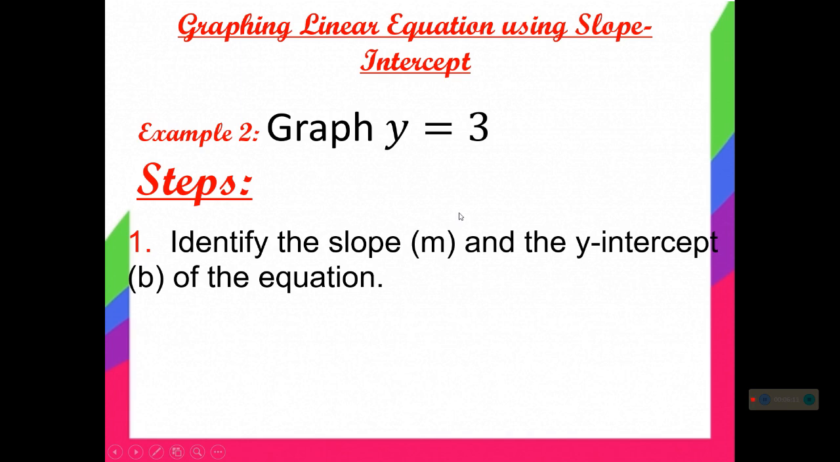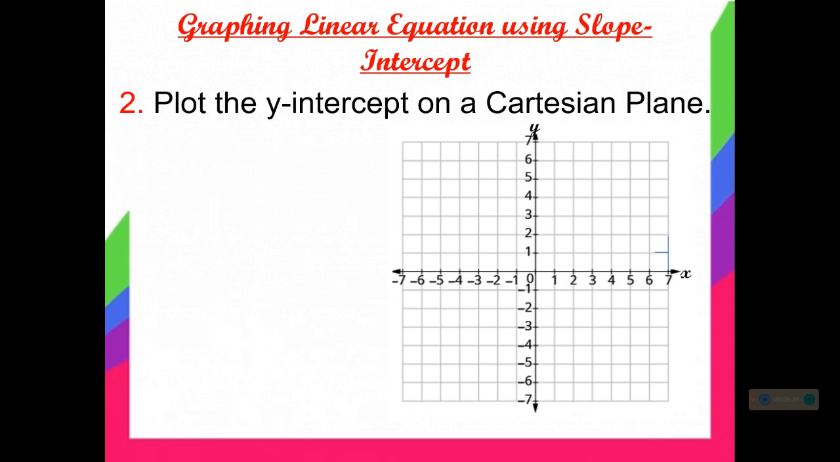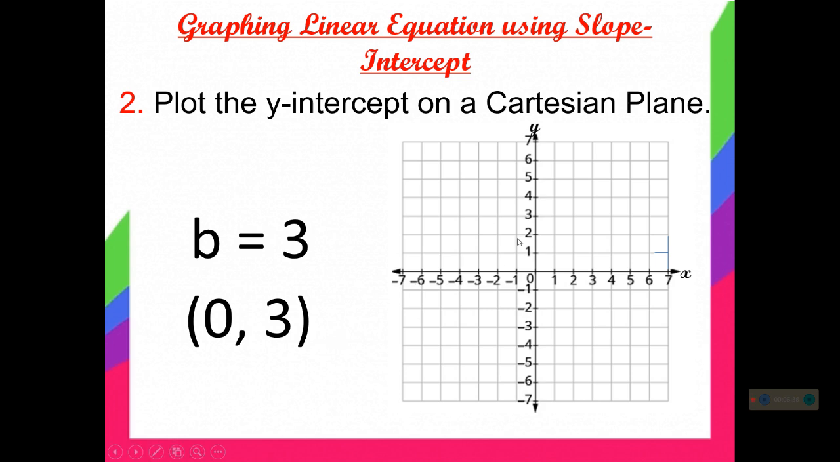So our slope here is correct, 0, because you haven't seen any term with the variable x. And then our y-intercept is 3. Good. Then you are going to proceed with the next step. Again, plot the y-intercept on the Cartesian plane. Our b is 3, or (0, 3). So you have it here on the y-axis, but this time it is positive. So you have here (0, 3).